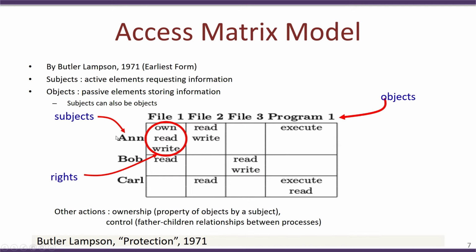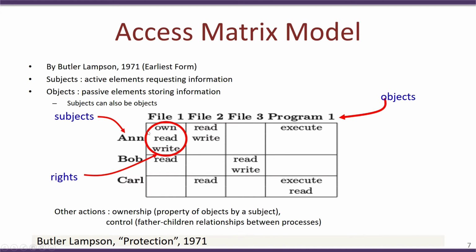Each row corresponds to a different subject. For example, over here we have 3 subjects, Anne, Bob, and Carl, while the columns, on the other hand, represent objects. So we have objects file 1, file 2, file 3, and a particular program.